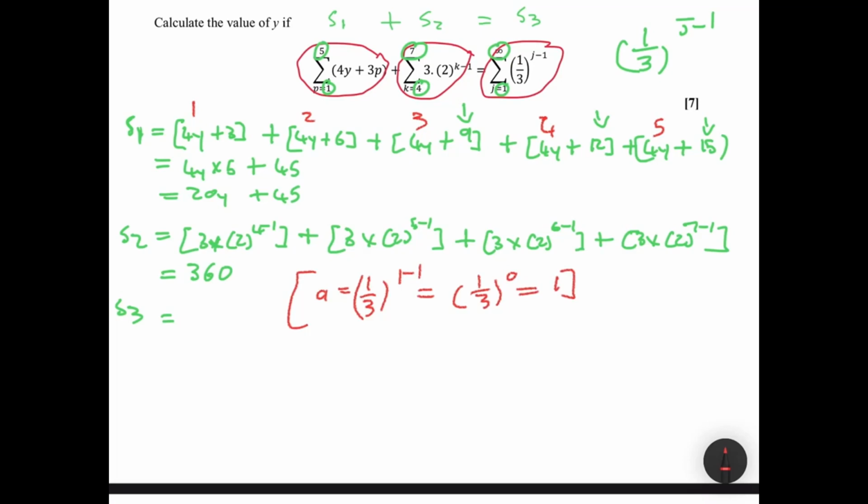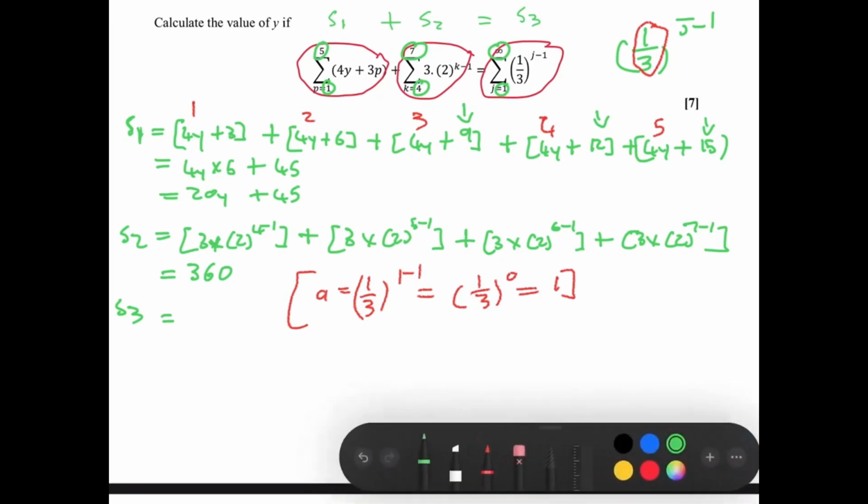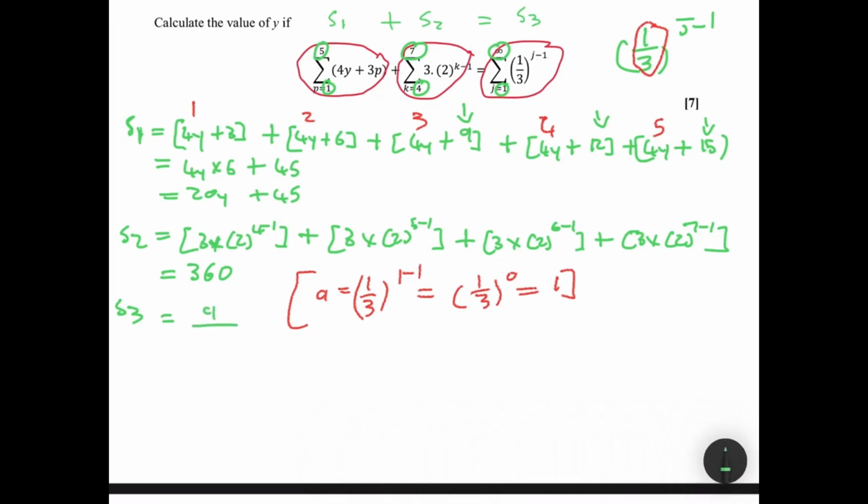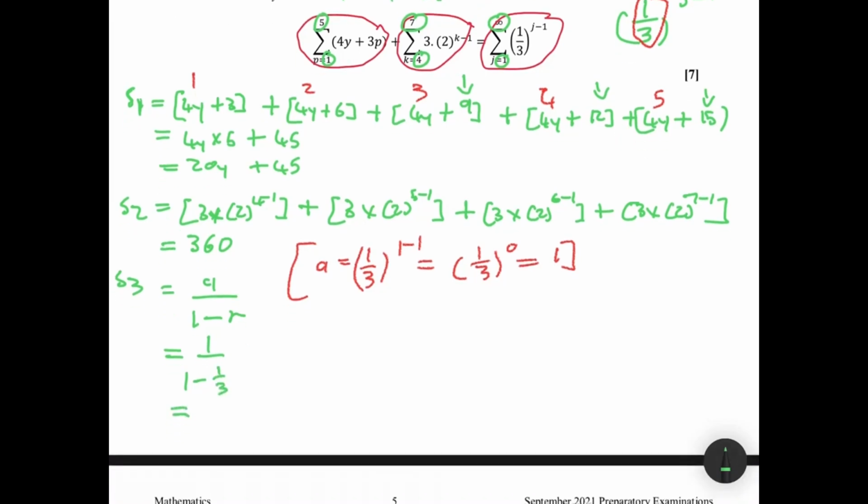And then from there on, what is the common ratio? The common ratio is 1 divided by 3, right? So we have a converging geometric sequence here. And then to calculate the sum of that, we're going to have A divided by 1 minus R, right? But then what is the value of A? A is equals to 1. So this is going to be 1 divided by 1 minus the common ratio, which is 1 divided by 3. If you put that in your calculator, you should be getting 3 divided by 2.